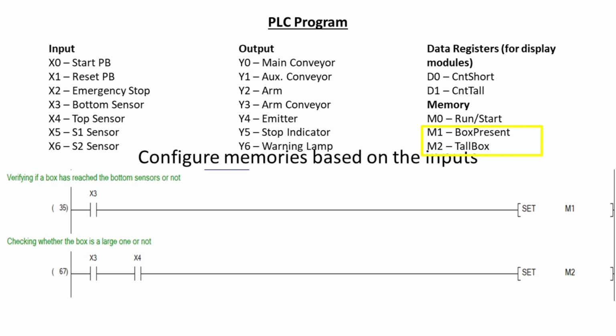The bottom sensor is activated whenever any type of box is detected. This indicates that a box has reached the starting point of the sorting process. In this specific rung of the ladder program, if the X3 pin, which is associated with the bottom sensor, is in a high state, the M1 memory bit is set to a high state as well. This action signifies that the system recognizes the presence of a box and signals the commencement of the sorting sequence.